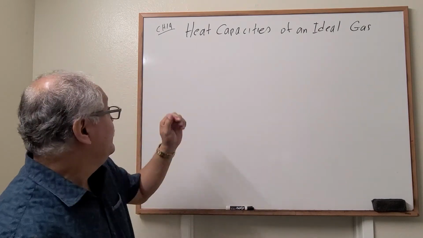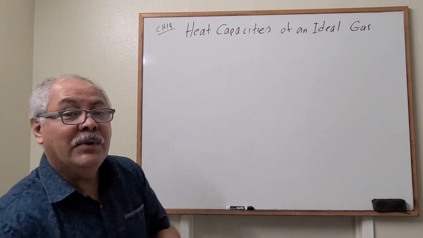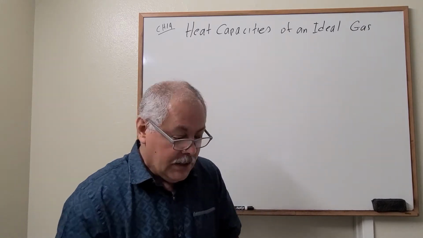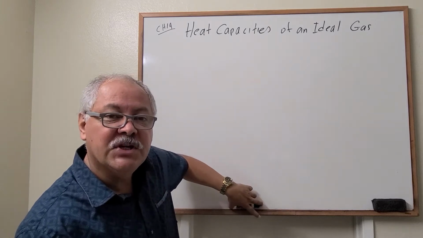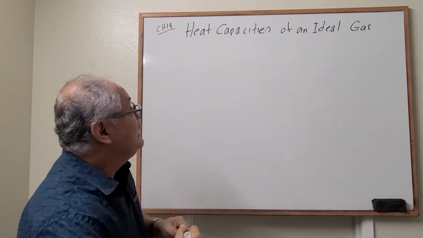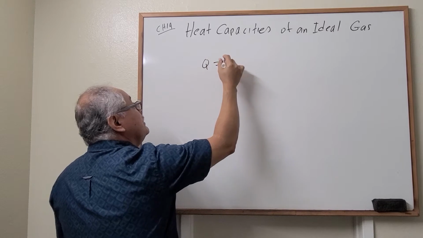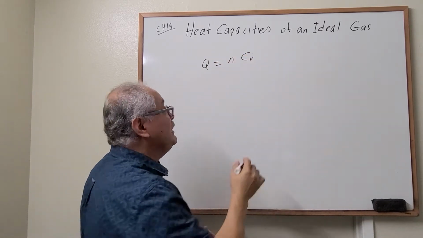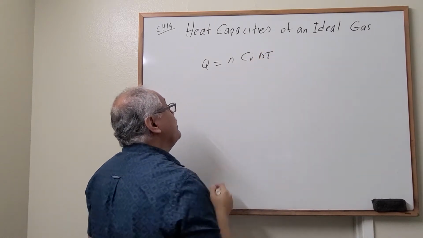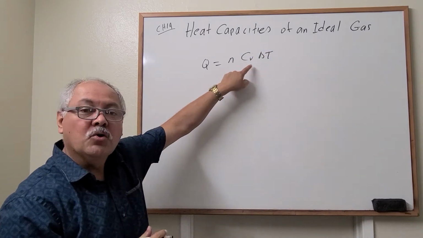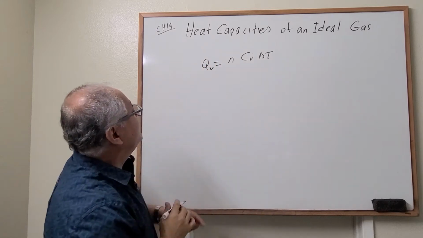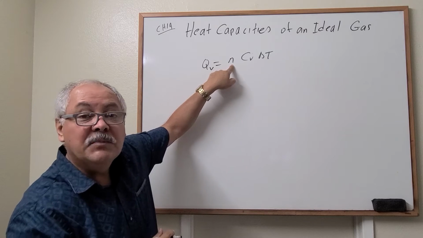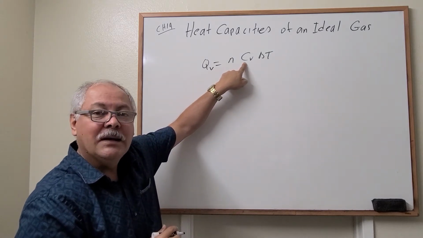Okay, let's continue in chapter 19, part 2, heat capacities of an ideal gas. We found in the previous chapter that heat is equal to the number of moles times the molar heat capacity times the change in temperature. This is the case when volume is constant. We can also say that heat added to a system at constant volume is equal to n times molar heat capacity times the change in temperature.